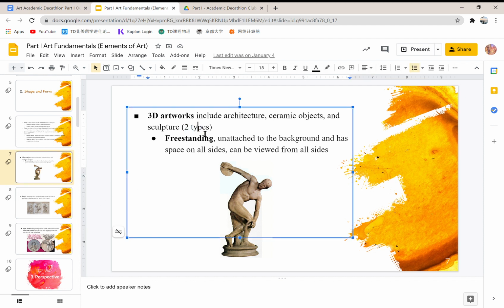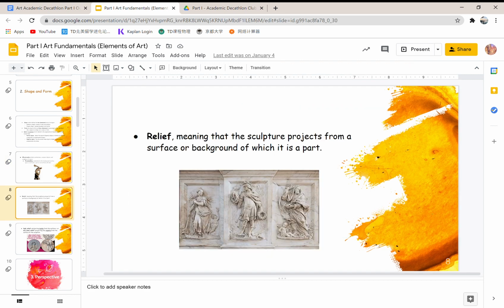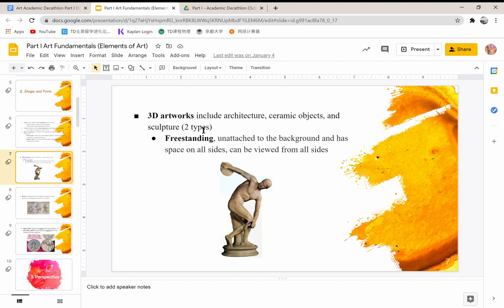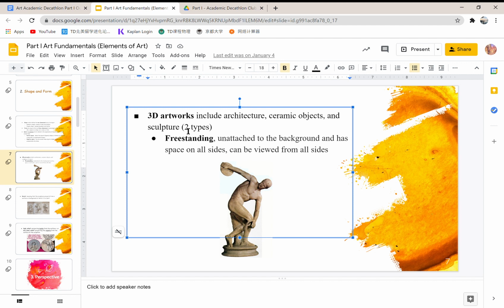Sorry, I just made a mistake here. 3D artwork, this is not two types. Let me delete that. And then that's a definition of 3D artworks.